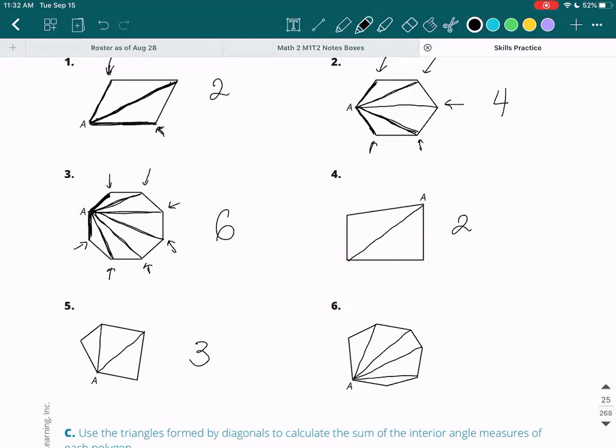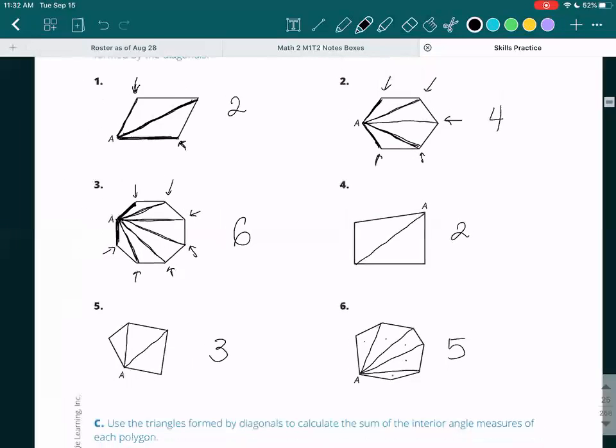Wait. Count again. 5, yeah. 1, 2, 3, 4, 5. Looks kind of like a shell. Kind of cool. 5 triangles. So I drew 4 lines. There's 5 triangles. There's always one more triangle than lines. Any questions on this first part?